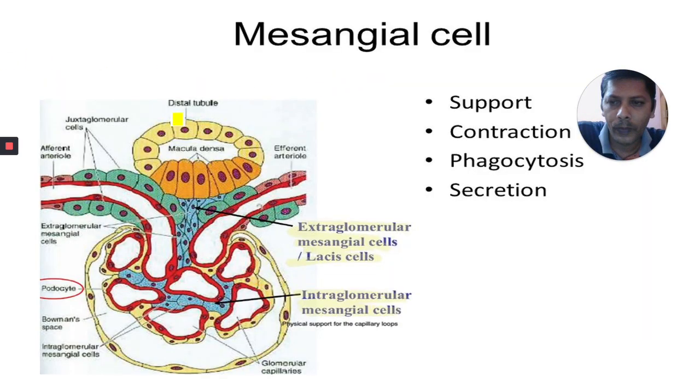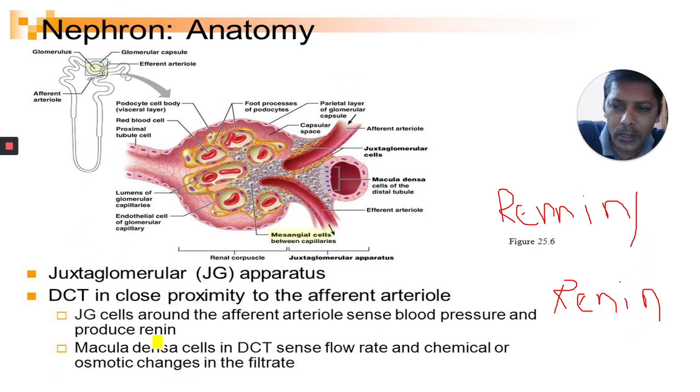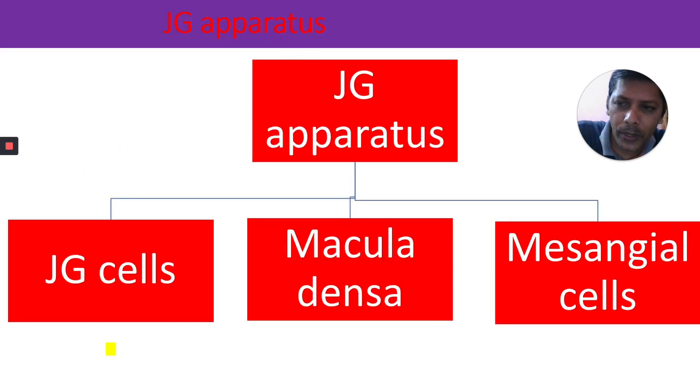That is important here. This renin is produced by which cells? JG cells. JG cells means juxtaglomerular cells. These are the modified smooth muscle cells of the efferent arteriole. Next, we come to another component called macula densa. We completed this part, this is JG cells.